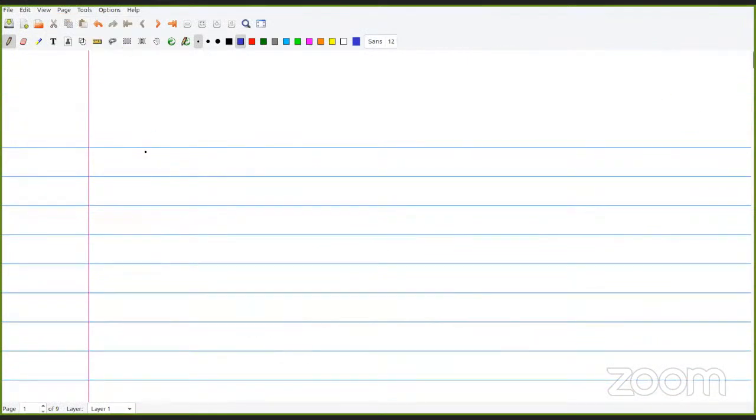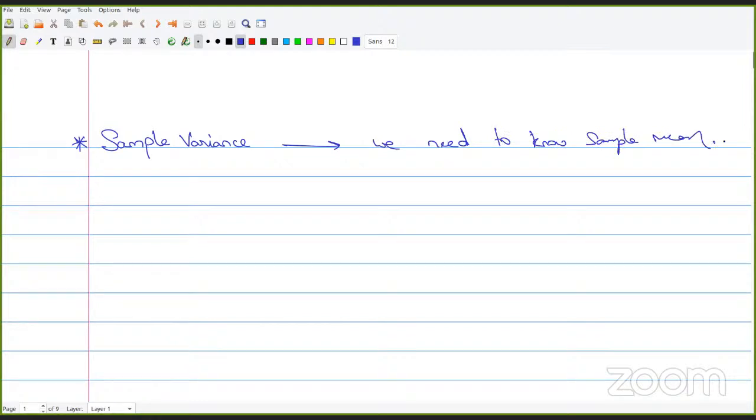See, first and foremost, in order to compute the sample variance, we need to know the sample mean. Does everyone agree? You should know the sample mean in order to compute the sample variance. Correct. Now what exactly is the sample variance?